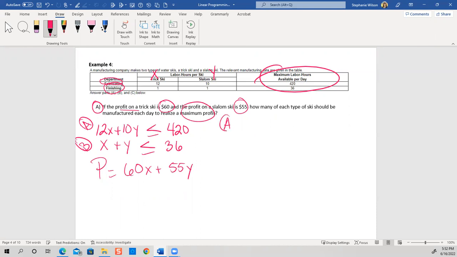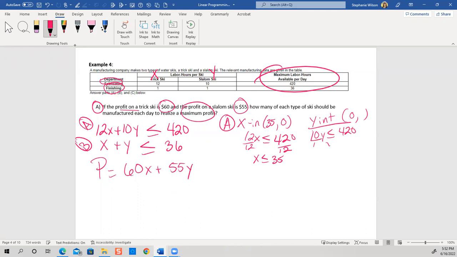So let's find A's x-intercept. I plug in 0 for y, I get 12x is less than or equal to 420. We're going to divide by 12 on both sides. So 420 divided by 12 gives me 35. And then for the y-intercept, plug in 0 for x, and then we get 10y less than or equal to 420, which we divide by 10. Y is less than or equal to 42.